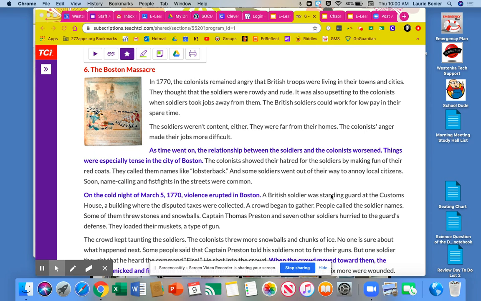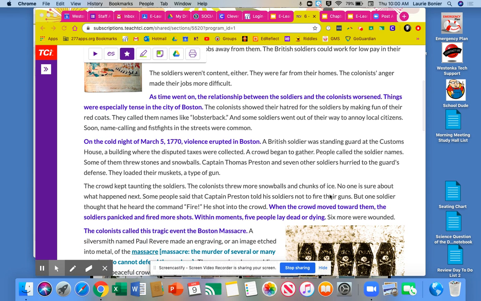So as time went on, the relationship between the colonists and the British soldiers worsened, especially in the city of Boston. There was name calling and fights on the streets. Colonists would call the British soldiers lobsterbacks because they wore red suits or red coats. So there was just a lot of fighting and name calling back and forth. And on March 5th, that's when the massacre happened and violence erupted in Boston.